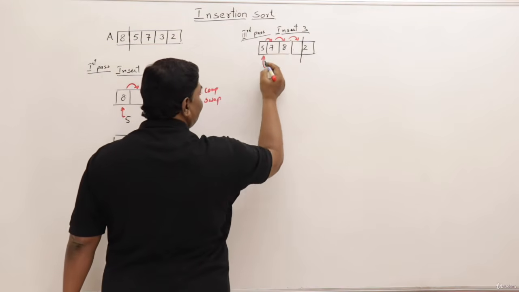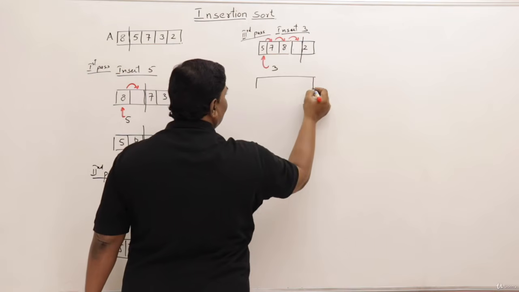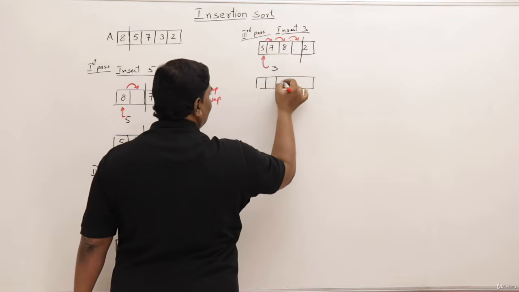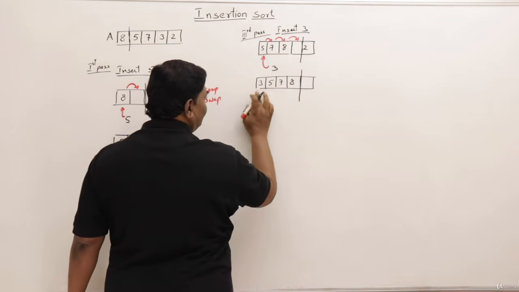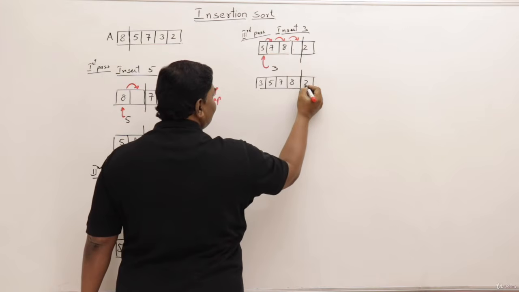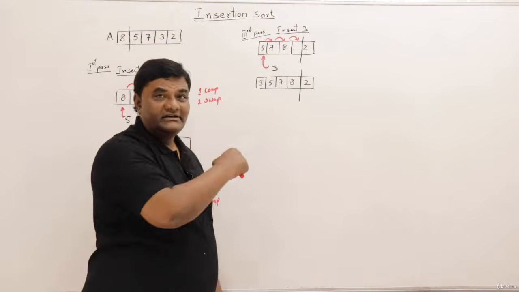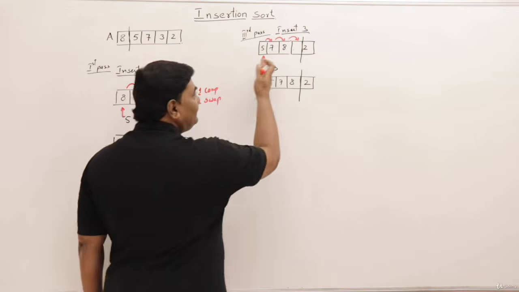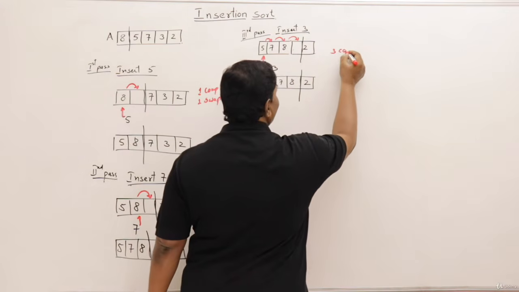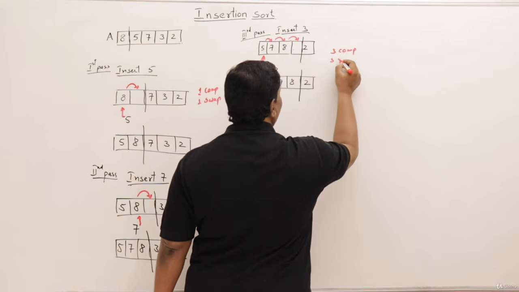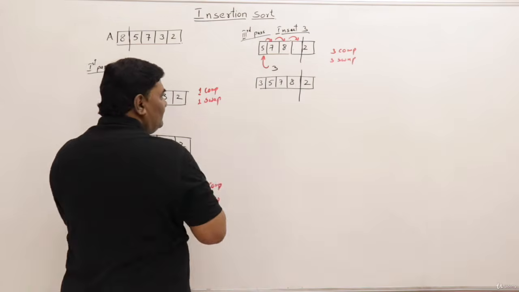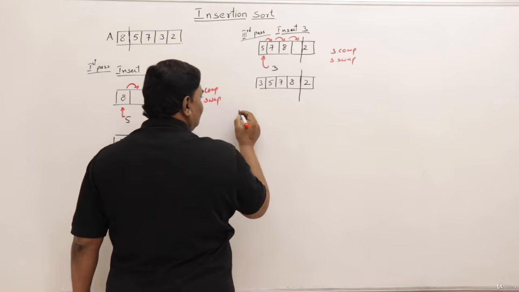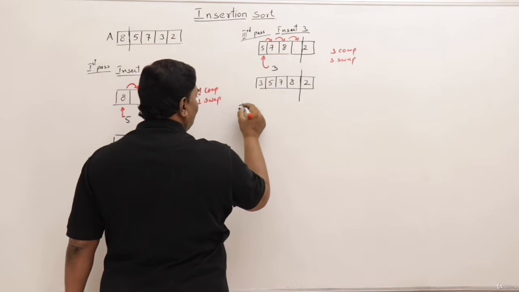So after shifting and inserting 3, the list looks like this. Till here the list is sorted: 3, 5, 7, 8. Then this is 2. Here, how many comparisons and how many swaps are done? 3 comparisons and 3 swaps, right? These are maximum. Now one last element is remaining, 2. So this is the fourth pass we will perform.